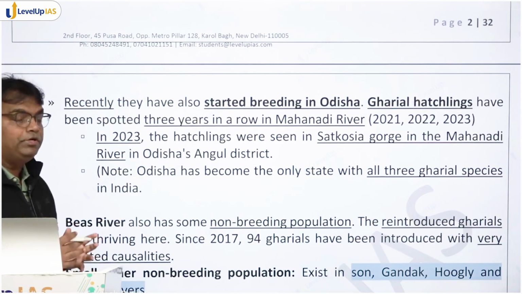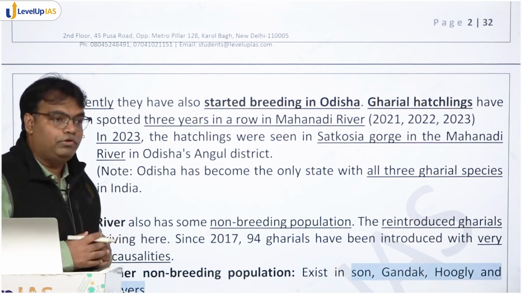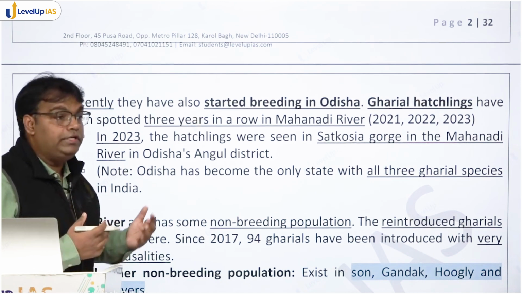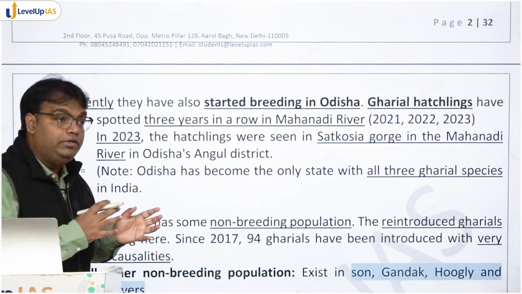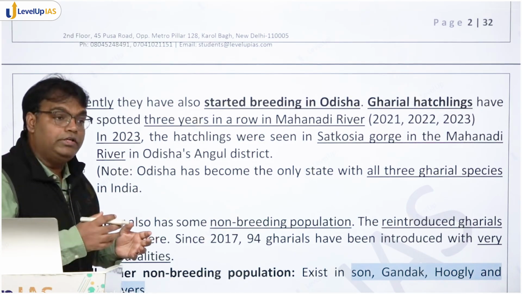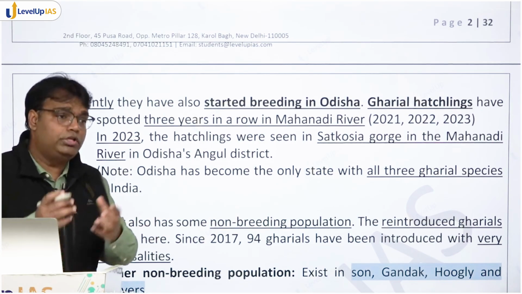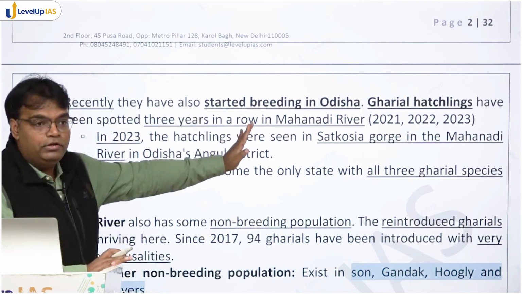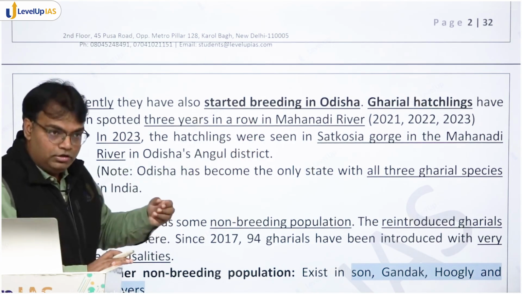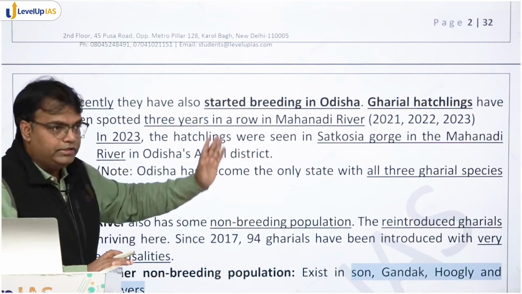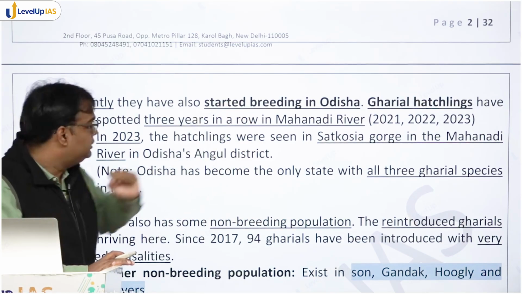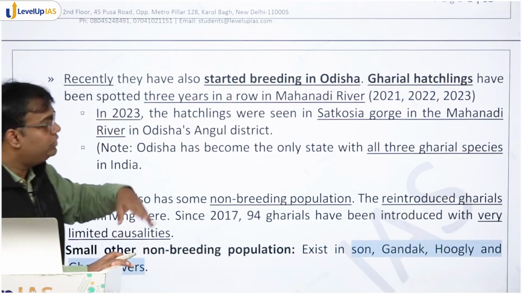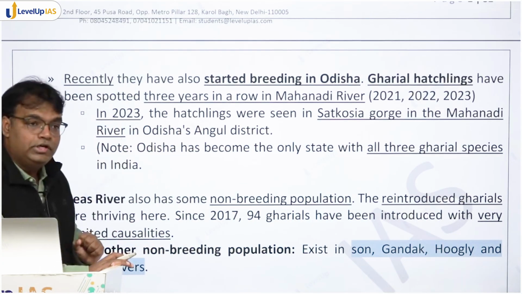In 2021 this happened after lots of effort, after almost 45 years of efforts. Since 1975, what was being done? Gharials were being brought into Mahanadi. They would come, become adults, grow old and die. They were not able to breed there. But finally, we have hatchlings, that is, new kids have been born, indicating that a breeding population has emerged there also. In 2023, hatchlings were seen in Satkosia Gorge in the Mahanadi River in Odisha's Angul district.